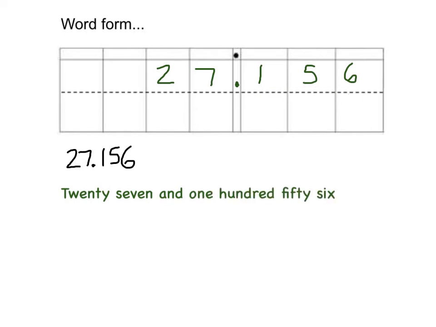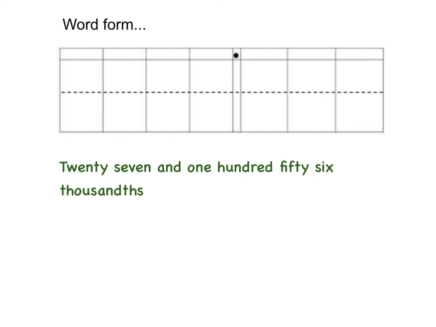156. Then you say the name of the place of the last digit in the number. So I have tenths, hundredths, thousandths. That's 156 thousandths. So again, word form for this number is 27 and 156 thousandths. Notice the only time I used that word "and" was when I was telling you where the decimal point is. And that's all there is to it. Going the other direction's not any harder. I'm looking for that key word "and."